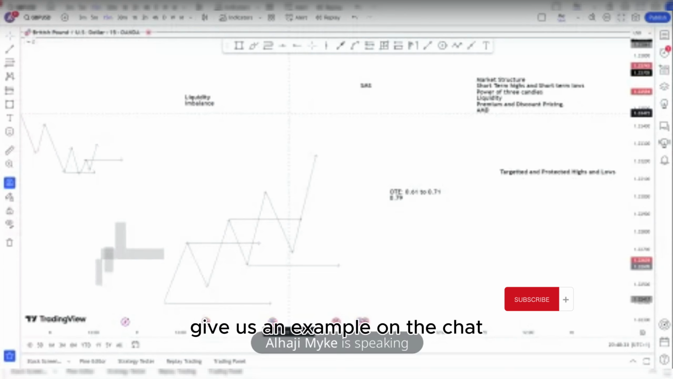Can you guys hear me? Can you give us an example on the chart? Maybe we understand it better. I just want to make sure people are following me. I'm definitely going to give an example.